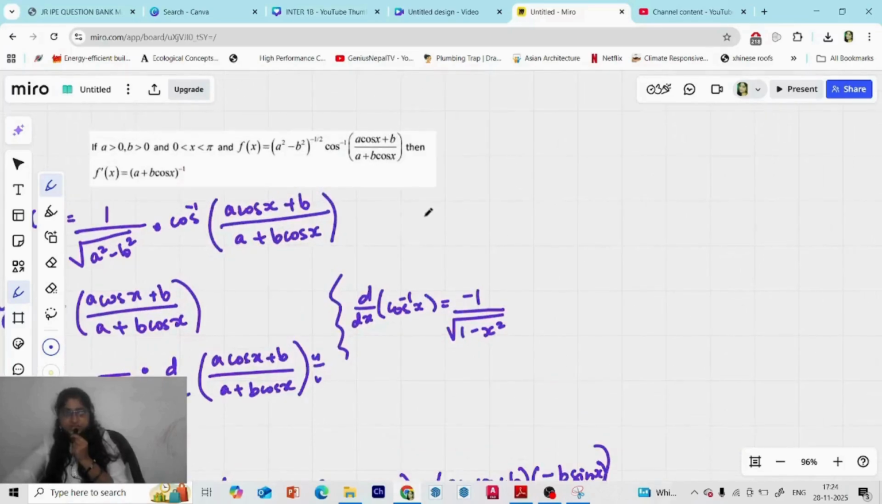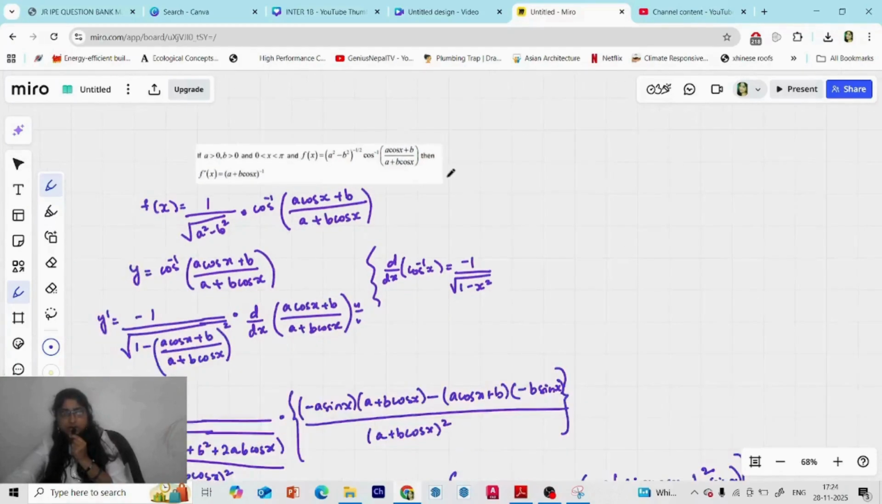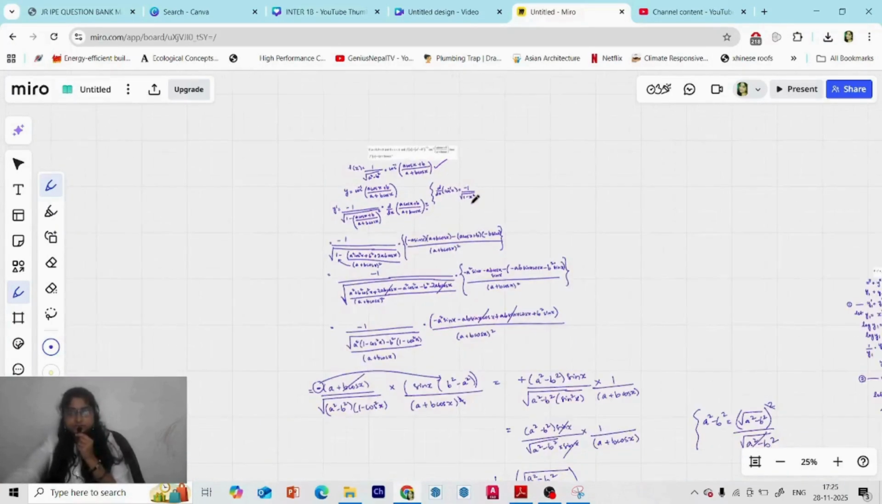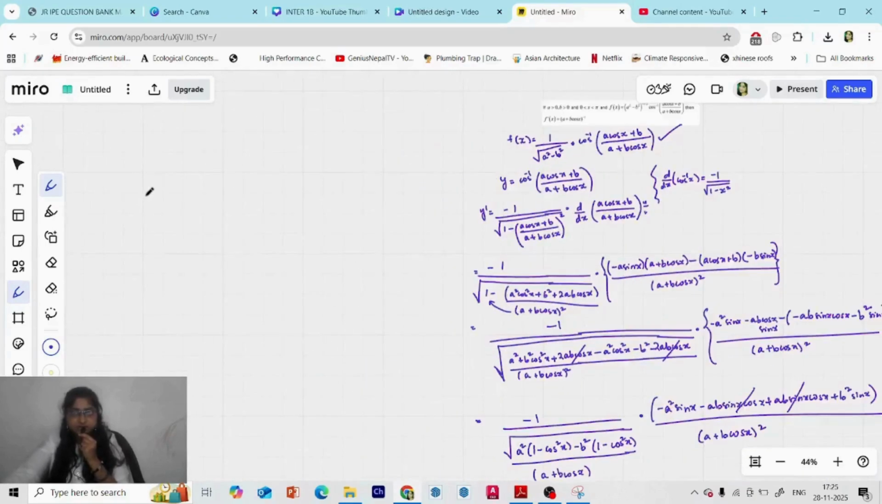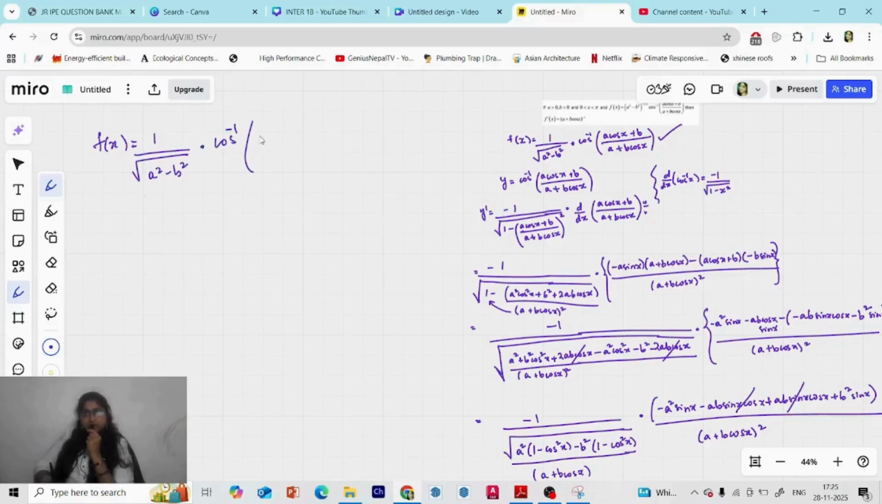Okay, but our question is not yet complete. What does our question say? F of x is equal to a square minus b square whole power minus half, this one, which we already have. Okay, so now we have to take this into account. I'm going to simplify it right beside it. So f of x is equal to 1 by under root a square minus b square into cos inverse of a cos x plus b by a plus b cos x.